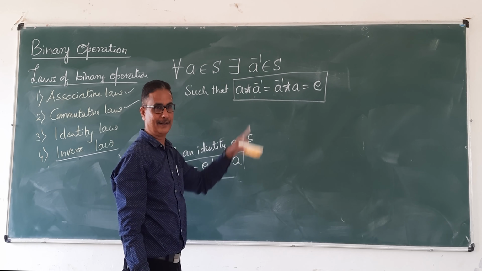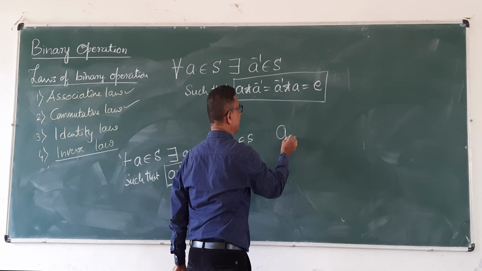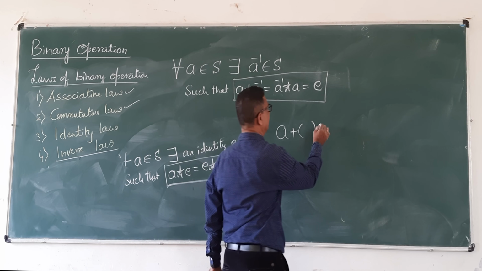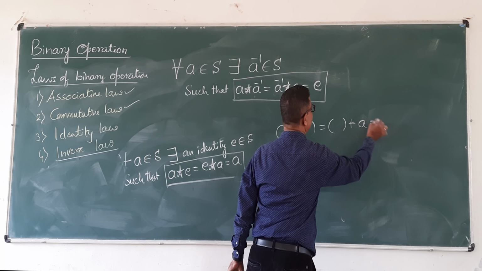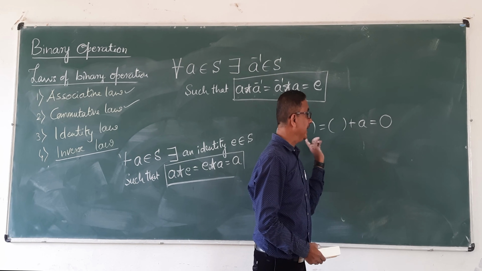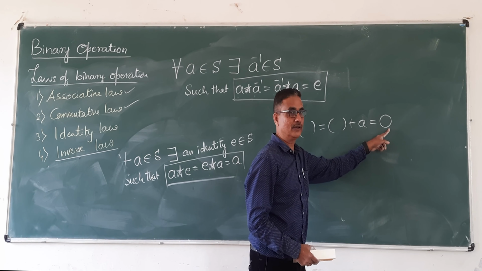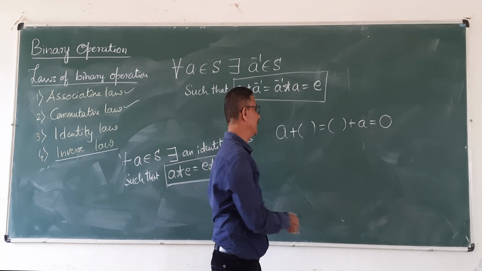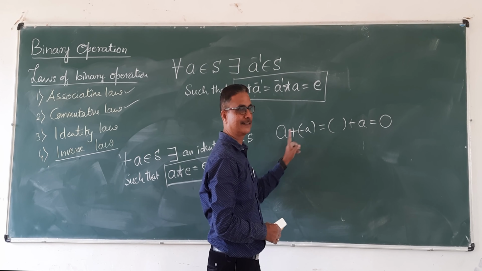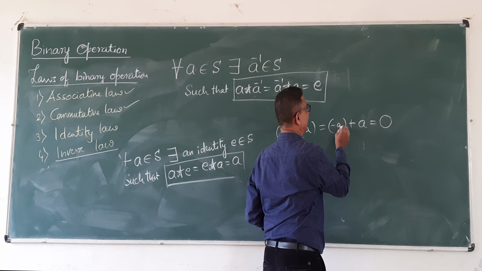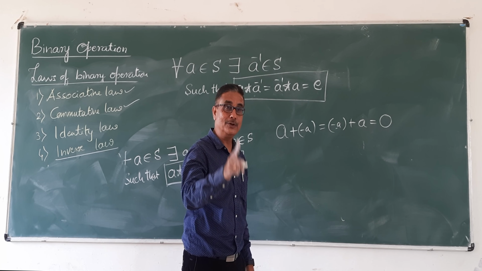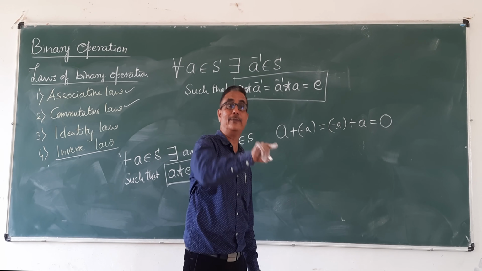In general star inverse. Instead of star, if you take addition, A plus dash plus A is equal to E. In addition, E value is 0. ಹಾಗಾದ್ರೆ ಇದು inverse ಏನಾಗುತ್ತೆ? What is inverse of A? That is minus A. A plus minus A, that is 0. Minus A plus A, 0. So remember, in addition, inverse element is negative of the given data.